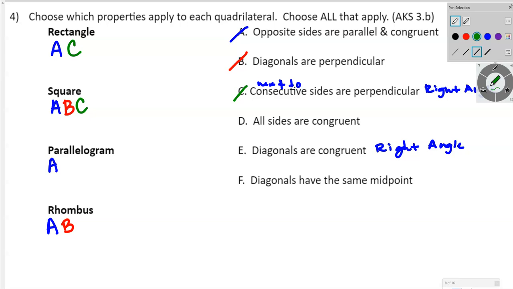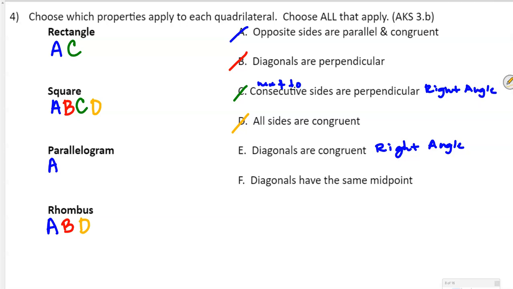Then we have, let's find a different color here. I'm going to pull an orange. How about that? All sides are congruent. I think you know that that's a square and a rhombus, right? Diagonals are congruent. Again, think about the right angles. What has right angles? Our rectangle and our square, right? Okay, so this is going to be E, and this is going to be E.